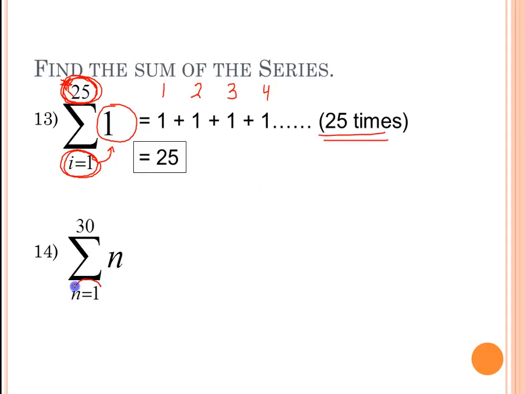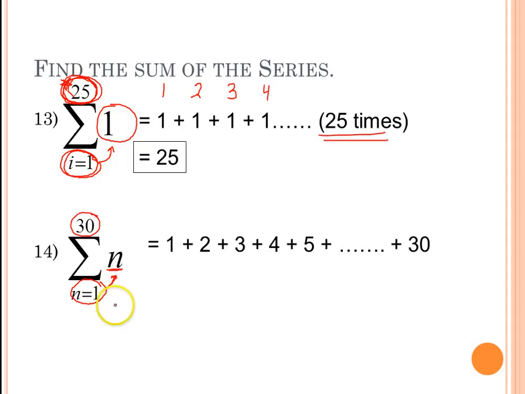Now the next one, lower limit of 1, upper limit of 30. My equation is just n. So when I plug it in, I start with 1. I get 1 plus, then what's my next term? 2 plus 3 plus 4 plus 5, dot, dot, dot, all the way up to 30. Since this is just n, we're just plugging it straight in. So we're just adding 1 all the way up to 30. We get an answer of 465.